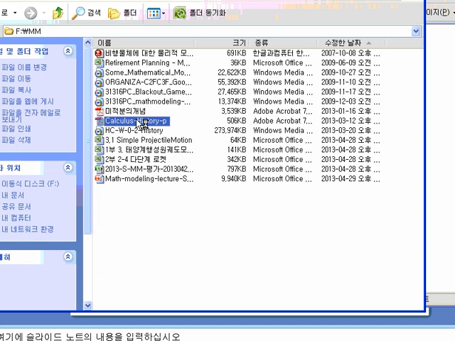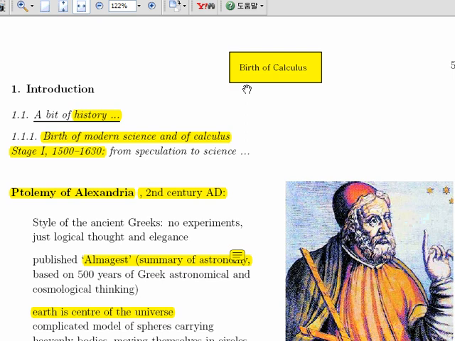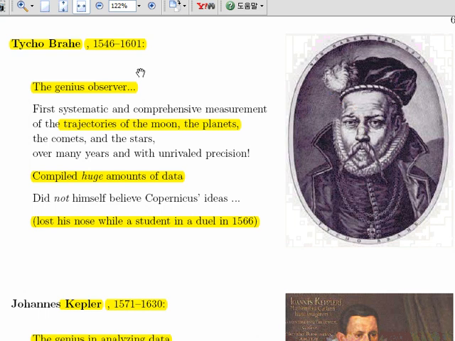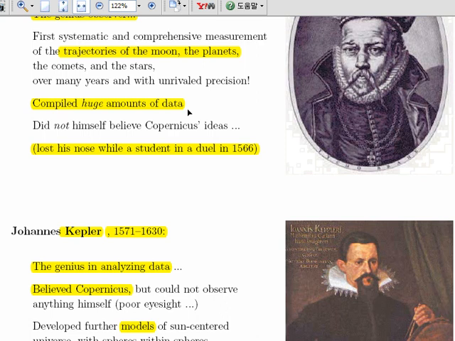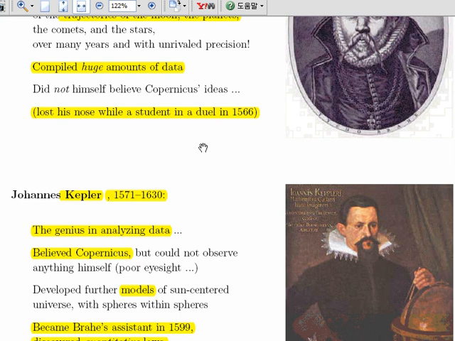This is the history of calculus, the birth of calculus. And Copernicus was there in the old years, and Tycho Brahe. He was a genius observer, and he observed the trajectories of the planets' motions and compiled a huge amount of data. As you see, he lost his nose in a duel while a student in 1566.